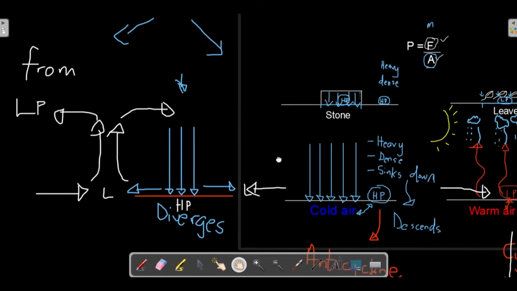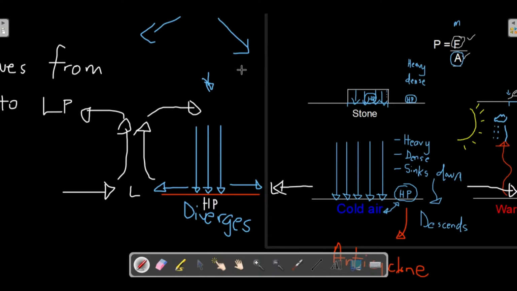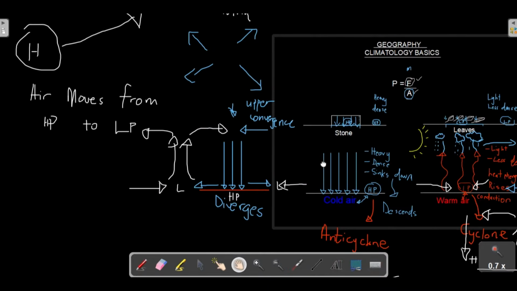Okay, I think I must have made a mistake somewhere here. So here it should have been upper convergence, right? Upper convergence, and then at the bottom, of course, it's surface divergence. Okay, right, yeah, that's what I forgot to write down.